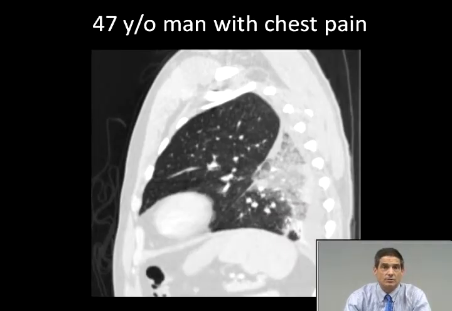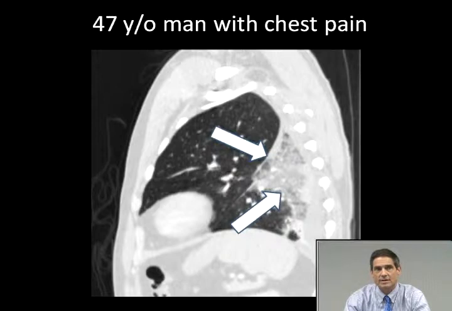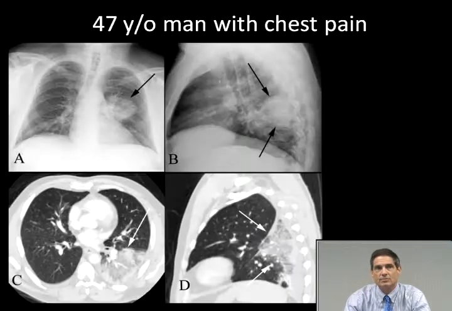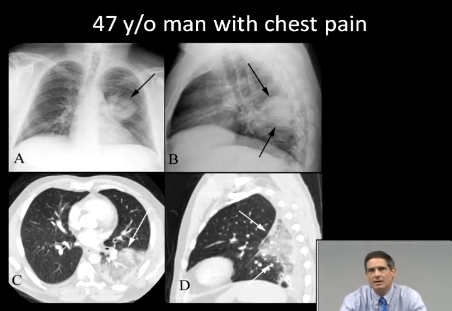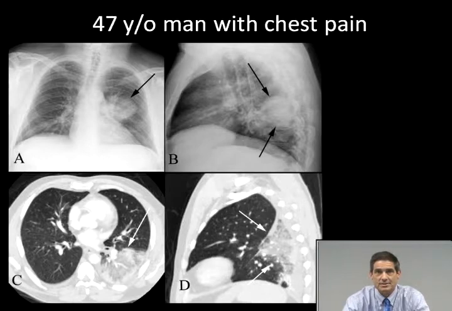Here's a sagittal reconstruction of the chest CT showing you what you're seeing on the chest X-ray, large area of consolidation, ground glass opacity, here marked by the arrows. And finally, here are 4 different pictures showing the chest X-ray, PA and lateral view, axial CT, sagittal CT, sort of correlating those findings. So this is pneumonia causing chest pain in a 47-year-old man. This is a so-called round pneumonia, which can mimic a mass. A follow-up chest X-ray after treatment demonstrated complete clearing of this pneumonia.